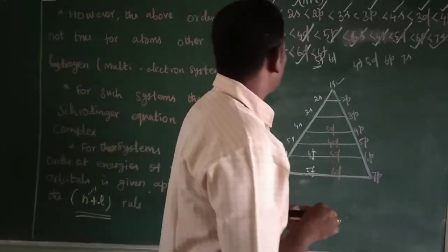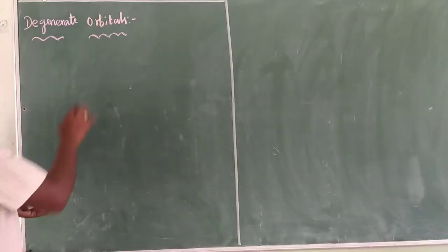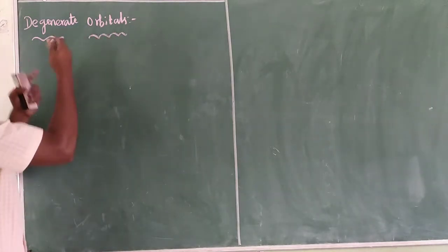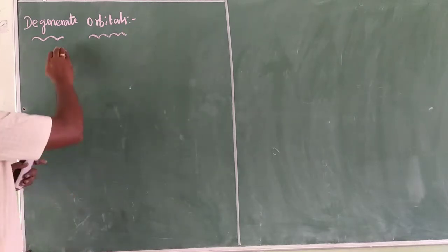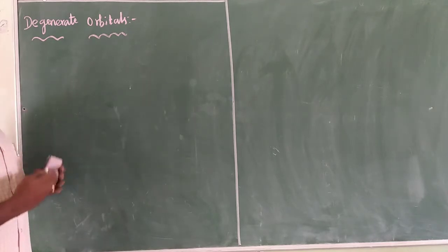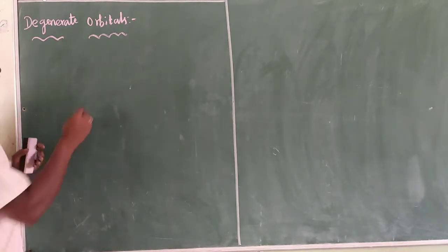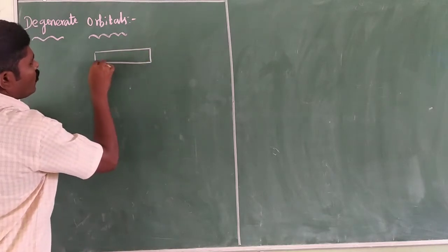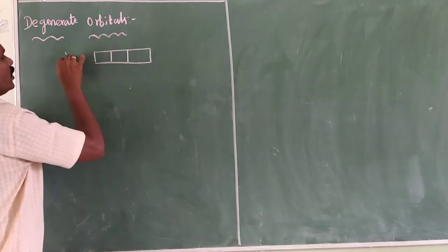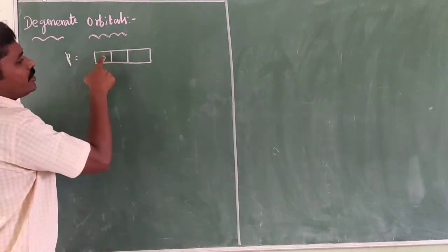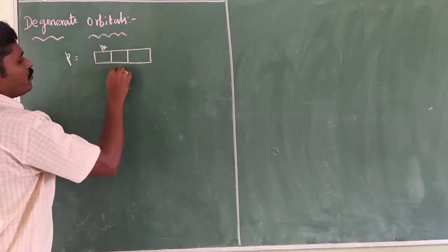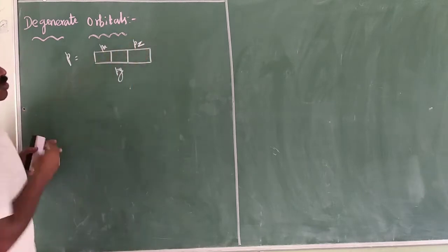Okay, so the next one is degenerate orbitals. Degeneracy means equal energy. Already you know that three possible orientations are available in p orbitals, namely px, py, and pz orbitals.